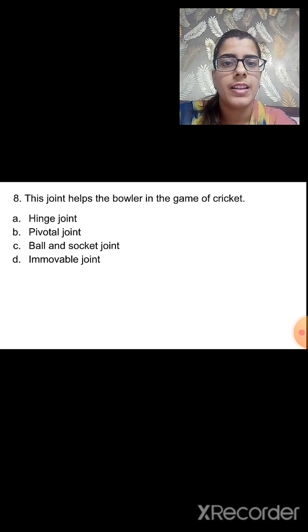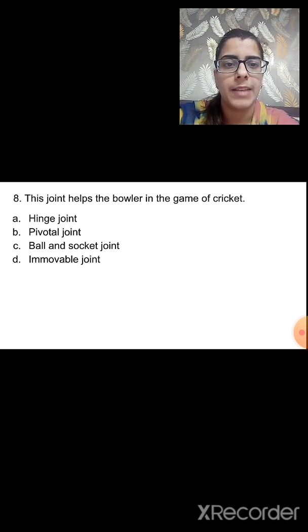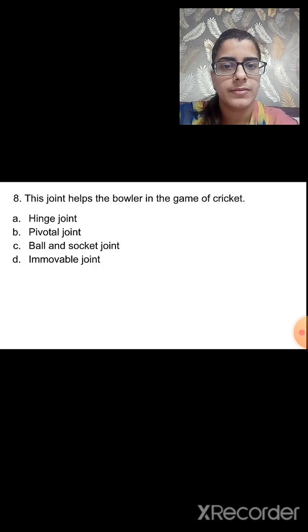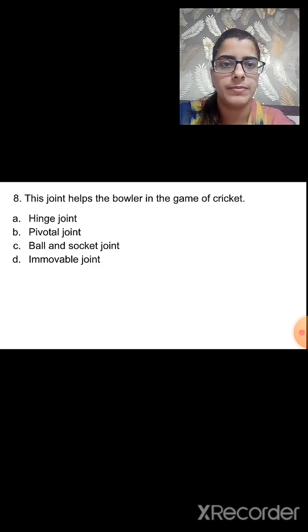Eighth, this joint helps the bowler in the game of cricket. So you have to name the joint that helps the bowler in the game of cricket. Options are A. Hinge joint, B. Pivotal joint, C. Ball and socket joint, or D. Immovable joint. So which joint helps the bowler in the game of cricket? While bowling the ball, which joint is helpful? It is option number C, ball and socket joint.